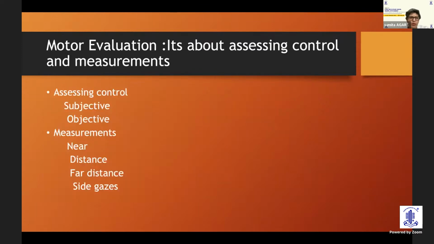Now, motor evaluation in these children is the most important step, and it is all about assessing control of strabismus and measurements. Control can be assessed subjectively and objectively, and there are some very good control scales available, which we can look up in the literature. But measurements, at least near and distance, must be done. If it's an intermittent squint, it is probably recommended to do a far distance one also, and side gazes. And especially if you're looking at a concomitant squint, probably all important gazes must be measured.